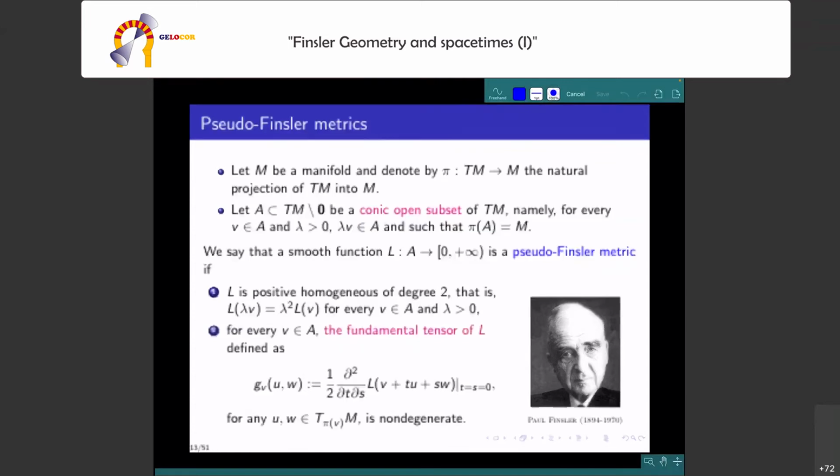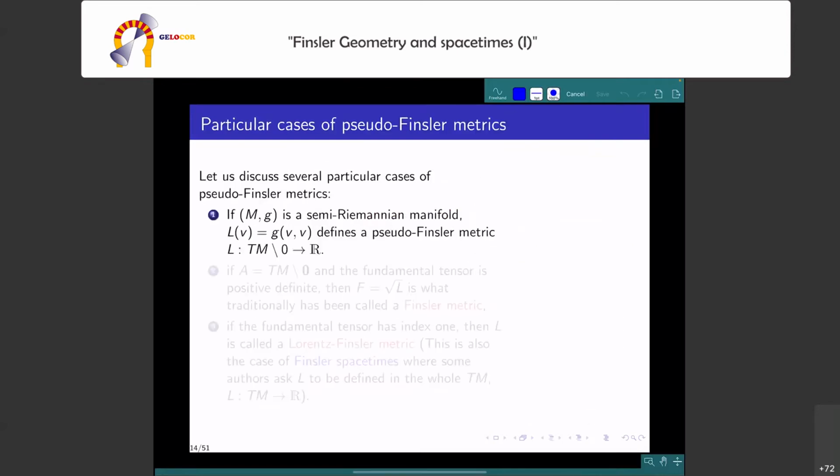And then, well, we have a fundamental tensor, which is non-degenerate. Basically, here, what we have is at every tangent space, we have a pseudo Minkowski norm. Okay. And this is done in a smooth way. Okay, so we have the concept of pseudo Finsler metrics.